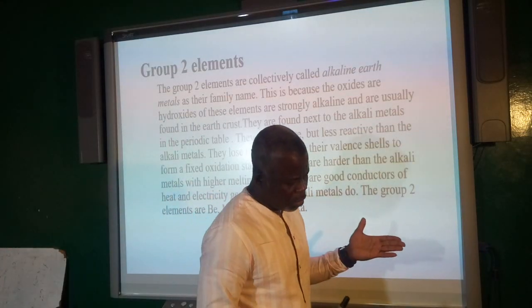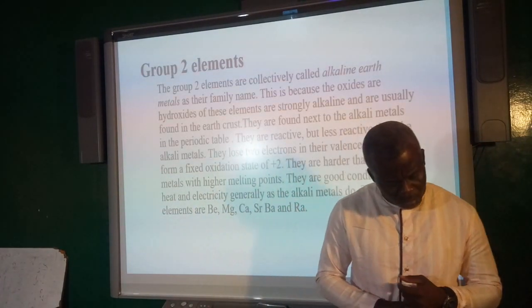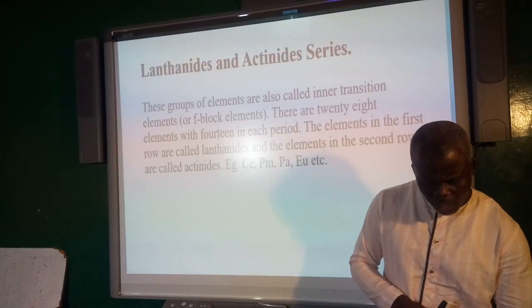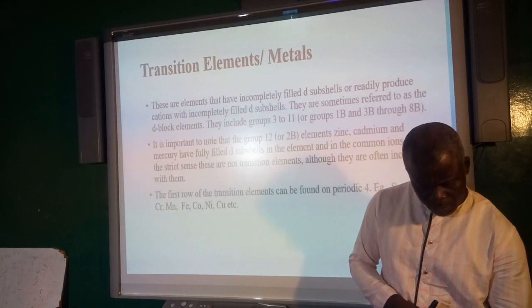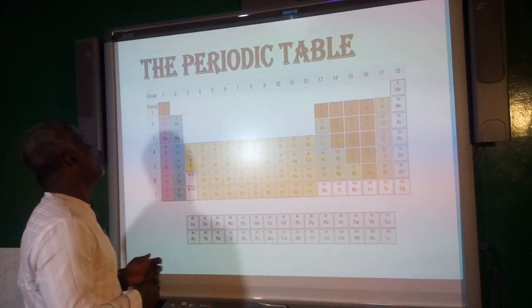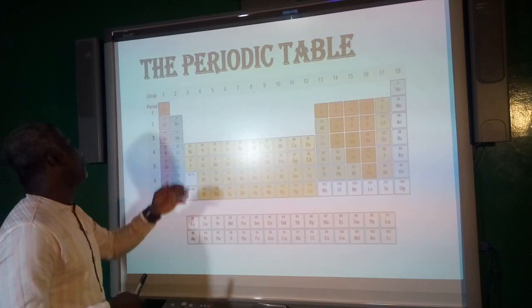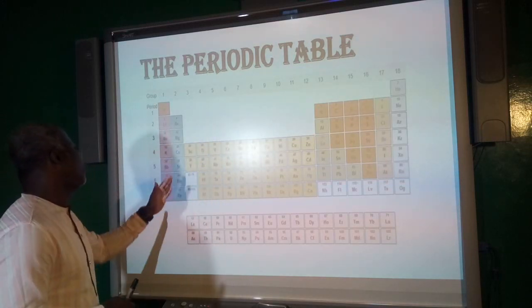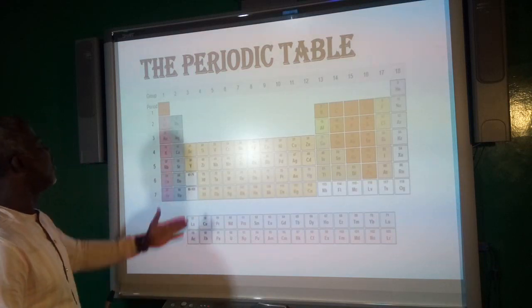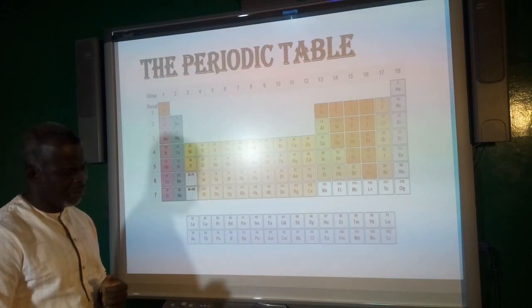They include, the first member of the group is what? Beryllium. We have magnesium. We also have calcium. Let me look at the board and tell you here. This is the group 2 element, the alkaline earth metal. We have beryllium, magnesium, calcium, strontium, barium, and radium. These are the alkaline earth metals.